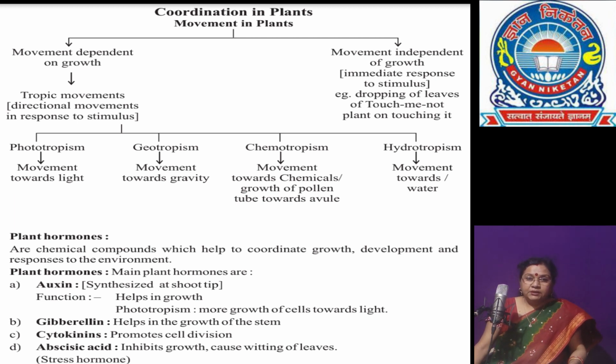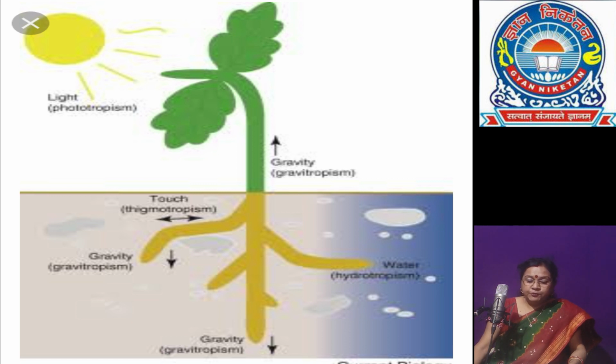Now let us discuss types of tropism in plants. Basically, there are 4 types of tropism seen in plants. First, phototropism. Photo means light and tropism means movement towards the light stimulus. So, the growth and movement of the stem of the plant in response to light is called phototropism.